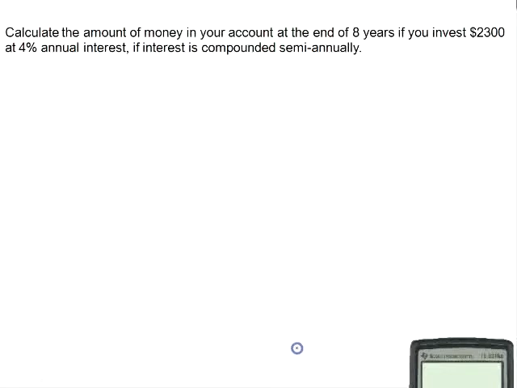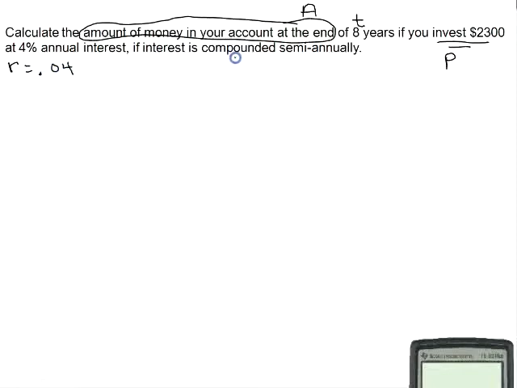Calculate the amount of money in your account at the end of 8 years if you invest $2,300 at 4% annual interest if interest is compounded semi-annually. We're trying to find the amount in the account at the end of the investment, so we're trying to find the future value, or A. We're leaving the money there for 8 years, so T is 8. What are we investing? P is $2,300. We're getting an annual interest rate of 4%. And interest is compounded semi-annually, so N is 2.